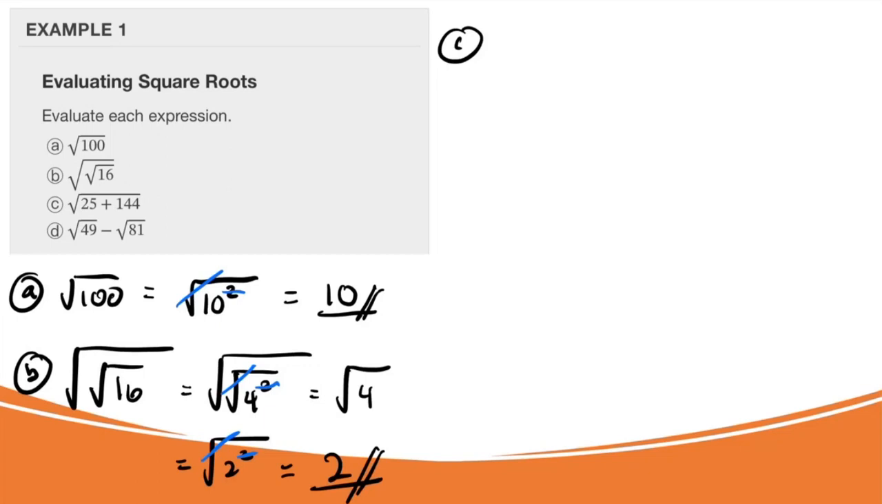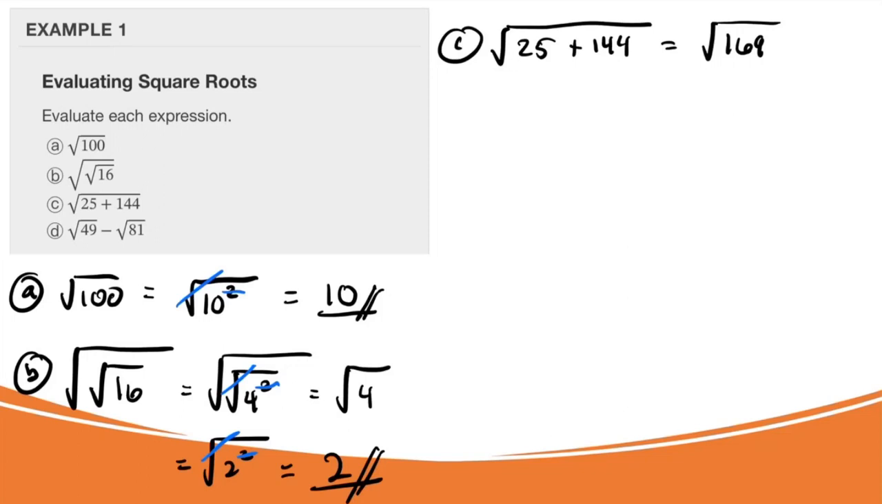All right. If we're working on part C, we have the square root of 25 plus 144. We can't cancel the square root across that plus, so let's simplify the radicand, the inside of the radical, first. 25 plus 144 is 169, so this is really the square root of 169. And I think 169 is a perfect square. Take a moment to see if you can think about that.